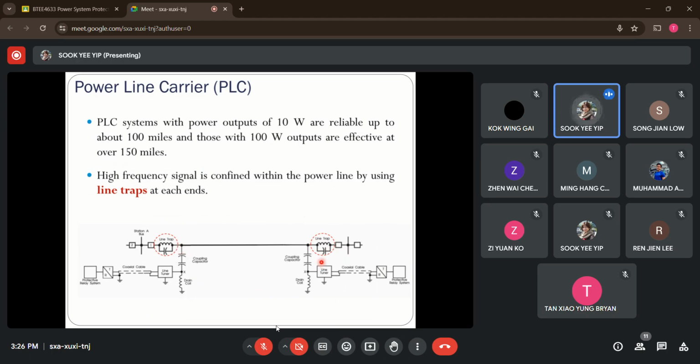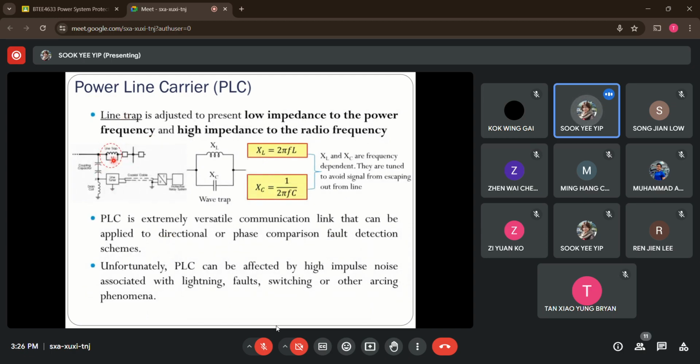Now you can see this line trap is formed with both an inductor as well as a capacitor in parallel connection, which forms a resonance circuit. The line trap is built or tuned in a way where it will give a low impedance path for the power frequency, which means the power that you want to transmit can go through and enter into the next line sections. But it will give a high impedance path for the high frequency signal, which is the signal you want to exchange between the ends of the line, to achieve fast line isolation.